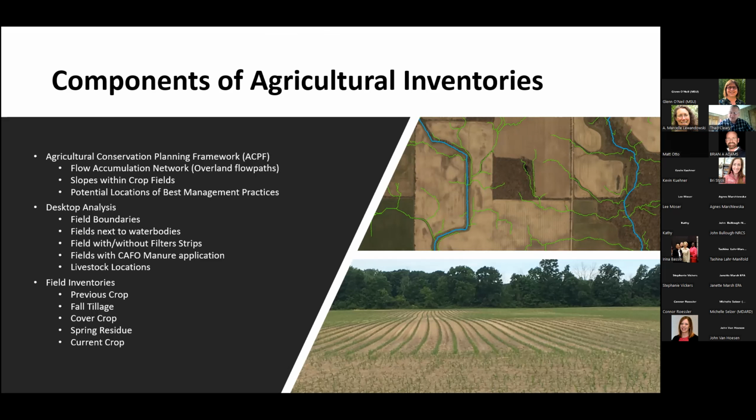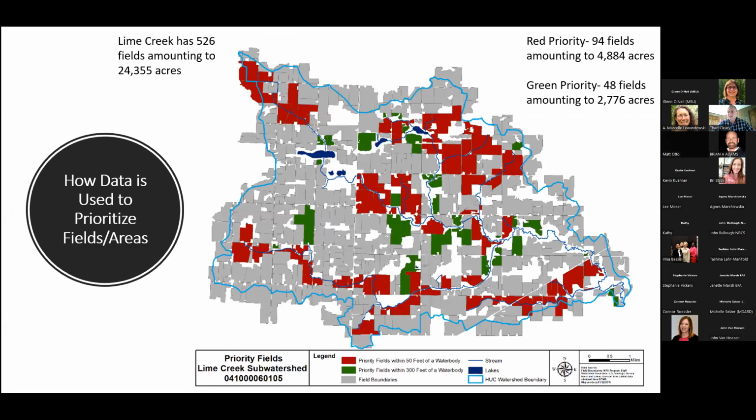So then from there, the whole concept is to take that information and identify those fields with the greatest potential based on the natural characteristics, a lot of that information that you get out of the ACPF tool, the slopes and such, the high risk runoff, and then how are those fields being farmed and what is the risk based on that? Because you could have some high risk fields, but if the farmer's using no-till and cover crops and they have filter strips, it's probably not a high priority field, at least from a soil erosion perspective.